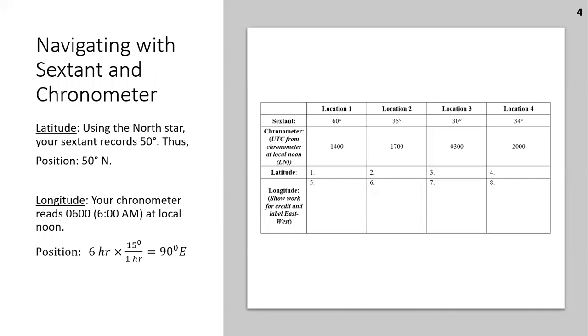Use these examples to help you complete your lab assignment. Remember to assume that all sextant measurements are using the North Star. Also, use the ratio of 15 degrees per hour to calculate your positions and longitude.